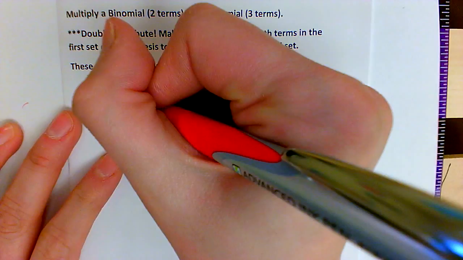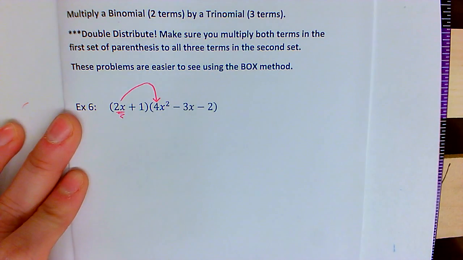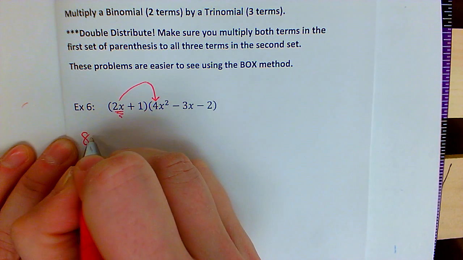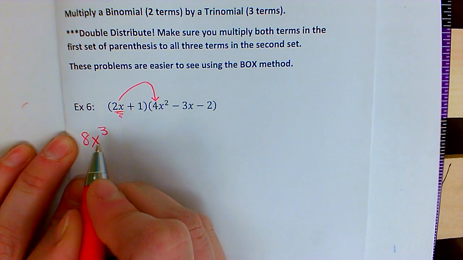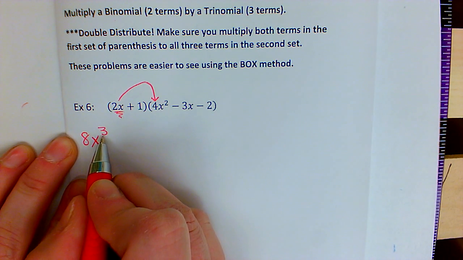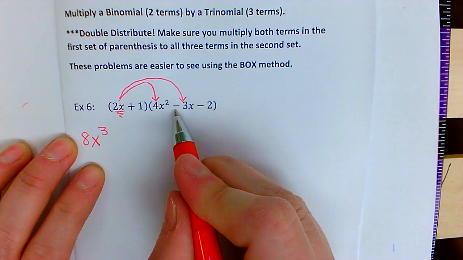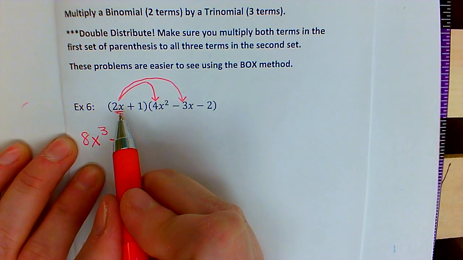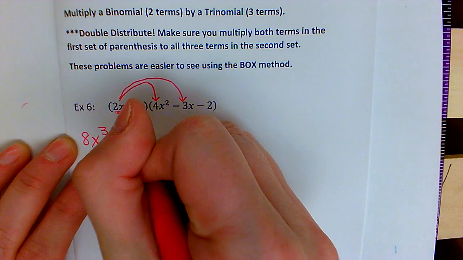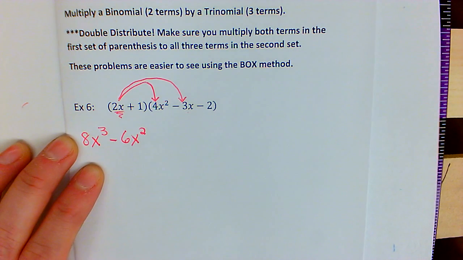So I'm going to start. 2x times that 4x squared gives me 8x cubed. I had 1x here times 2x's here. That's why I've got 3 of them now. Then I've got to distribute. 2x times a negative 3x. 2 times negative 3 gives me the negative 6. And when I have x times x, that one is x squared.